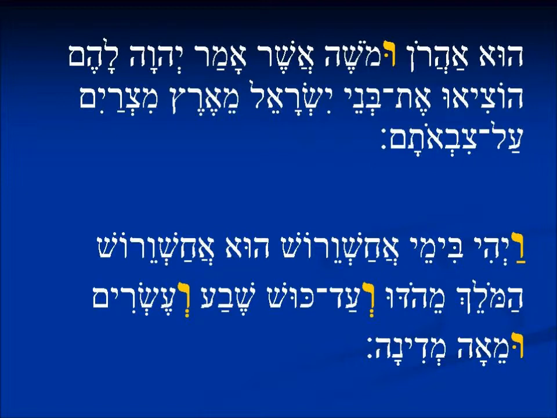Here are two examples of the shuruk with the mem. The first is from Shemot 6, verse 26, Exodus 6:26. And we see it's talking about Aharon and Moshe. Because Moshe begins with a mem, it's not "v'Moshe," it is "u'Moshe." Hu Aharon u'Moshe asher amar Adonai lahem, hotziu et b'nei Yisrael me'eretz Mitzrayim al tzivotam.